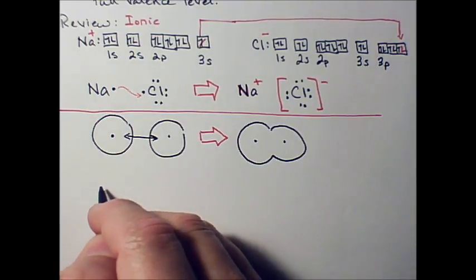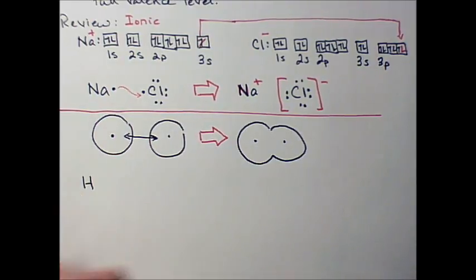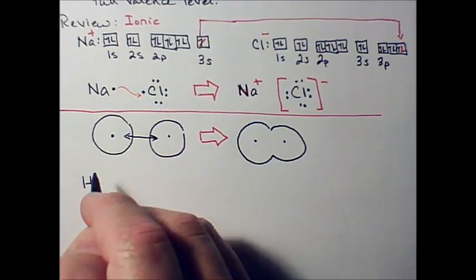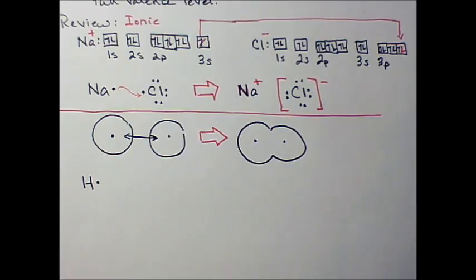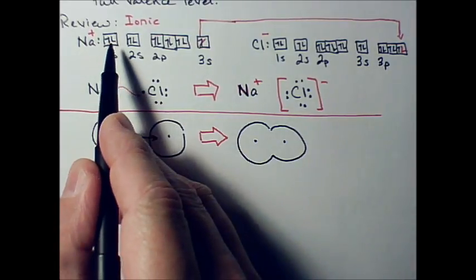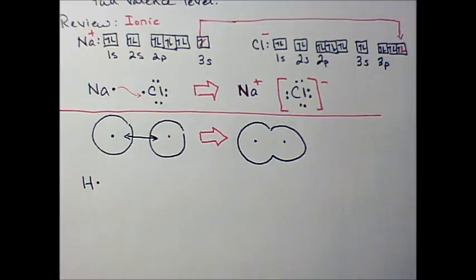Alright, so hydrogen has how many electron dots? Just one. It needs only two. The first primary energy level only has 2 electrons in it. It only needs one more.